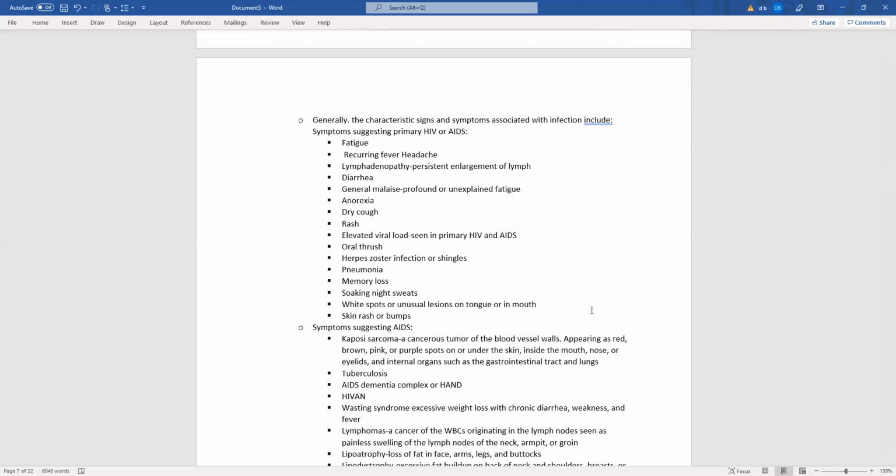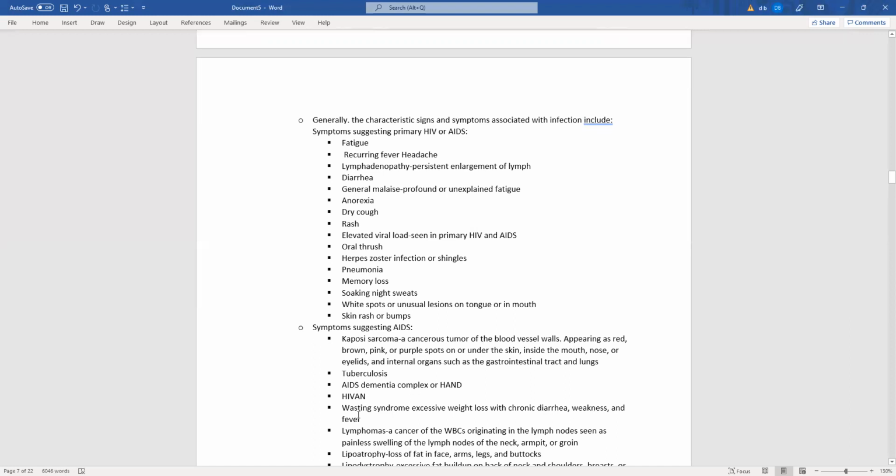Symptoms suggesting AIDS. Like I said, Kaposi sarcoma. It's a cancerous tumor of the blood vessels, appearing as red, brown, pink, or purple spots on or under the skin, inside the mouth, nose, or eyelids, and internal organs such as the GI tract and lungs. Tuberculosis, AIDS dementia complex, or HAND. Y'all know what the HAND stands for. Go back and look at it if you don't. Go back and look for HIVAN if you don't know that one either.